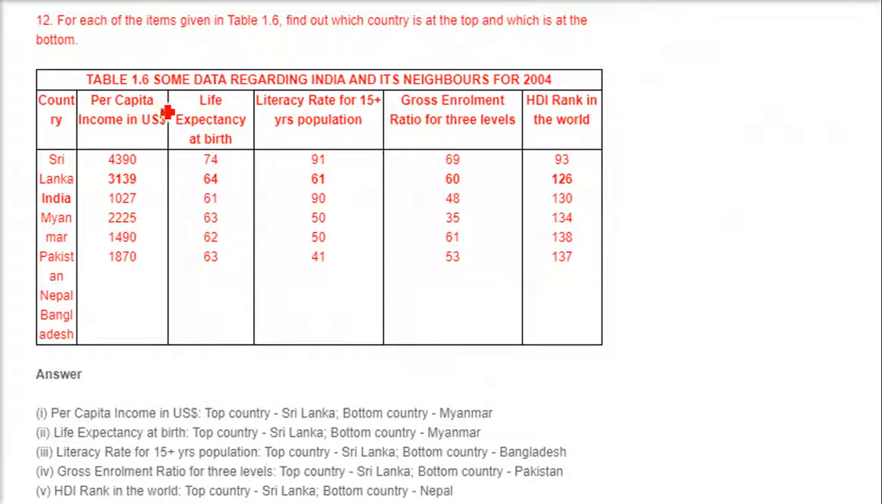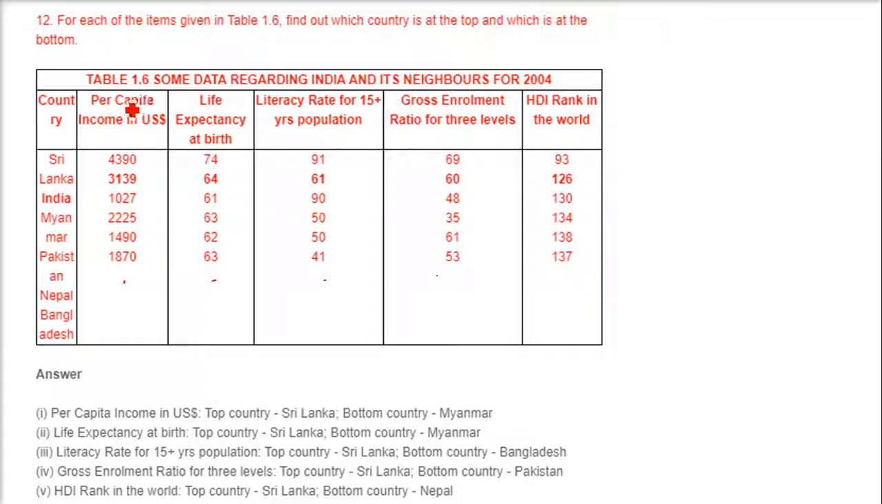Now for each of the items given here, find out which country is at the top and which is at the bottom. So what you have to do here is, for these four columns, find out the least and the highest. But here, for the highest you have to find the least, and for the least you have to find the highest, only in this one.